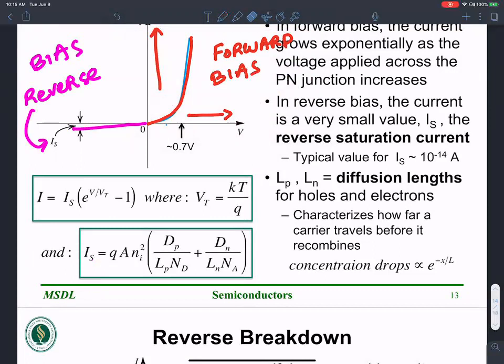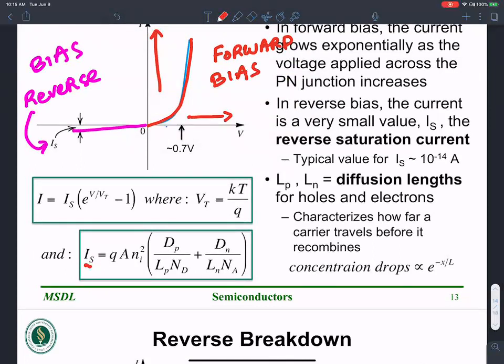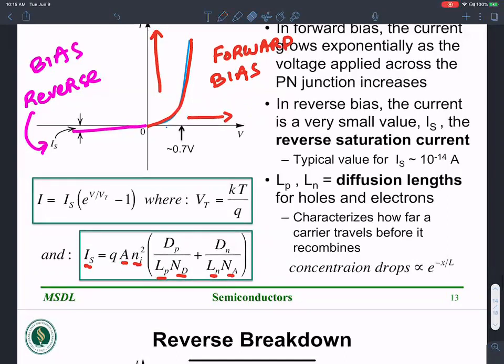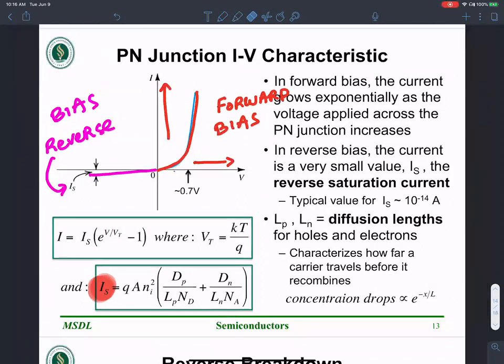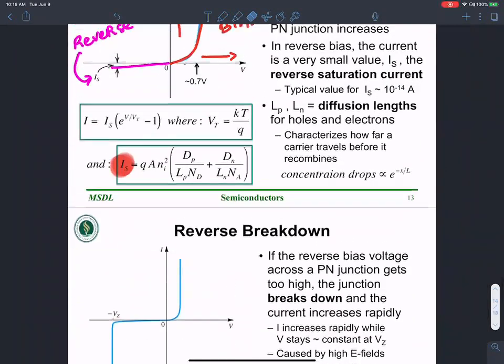In the reverse bias case, this value is dependent on the area, the length and width of the diode, times the intrinsic semiconductor concentration. There are also the diffusion lengths LP and LN, the donor concentration and the acceptor concentration. There are different parameters that determine IS, but the important thing to remember is that this value is really small in comparison to the forward bias value. The reverse bias current is typically in the range of nanoamperes.